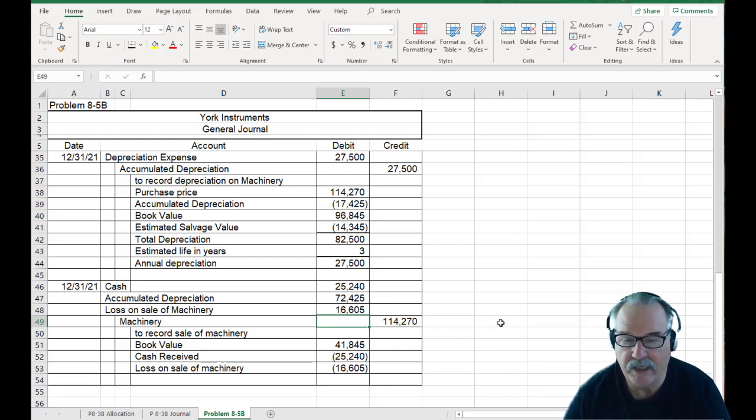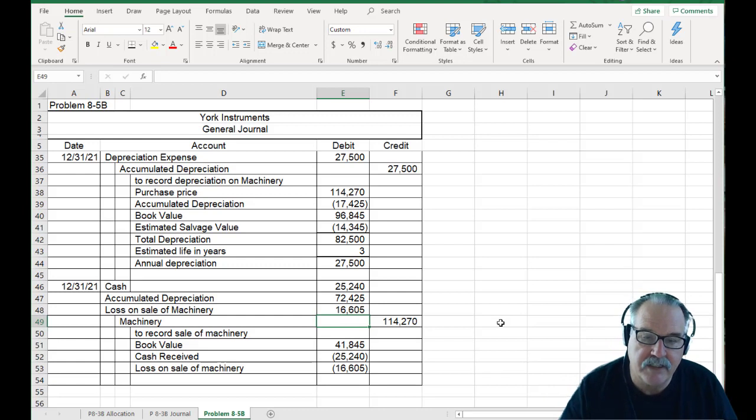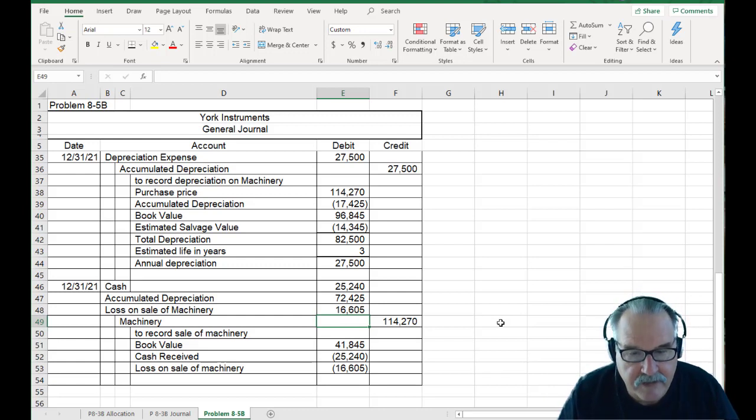We got to record the cash we received. We want to get rid of the accumulated depreciation on that asset. We want to get rid of the machinery for that piece of machinery, and then whatever it takes to balance that entry. If it's going to be a credit, it'll be a gain. If it's a debit, it's a loss. In this case, it's a loss and it's a debit.